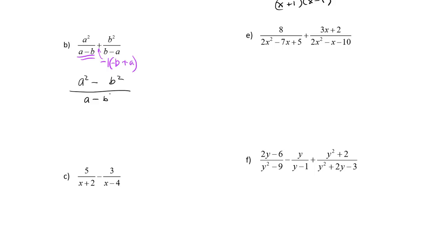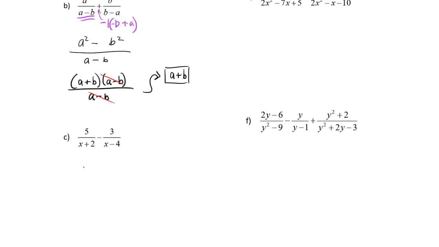Now if I wanted to factor the numerator, I could do that. This is a difference of two squares, so I can have an a plus b factor and an a minus b factor, and then a minus b in the denominator as well. And hey, that's great, because now I can reduce out a common factor of a minus b, and my final answer is a plus b. That simplified nicely.